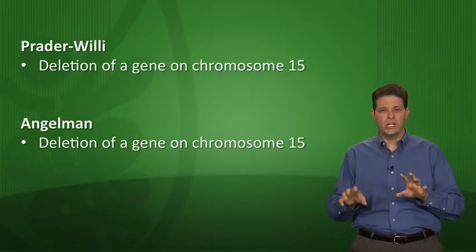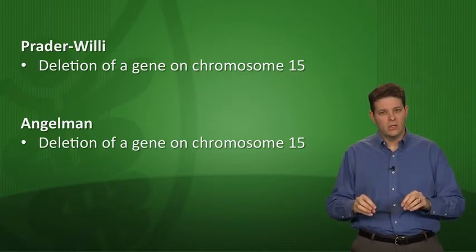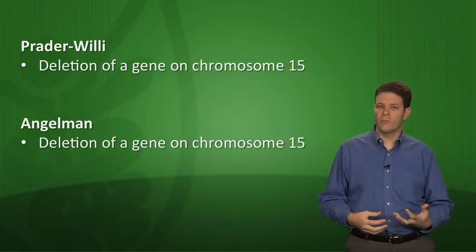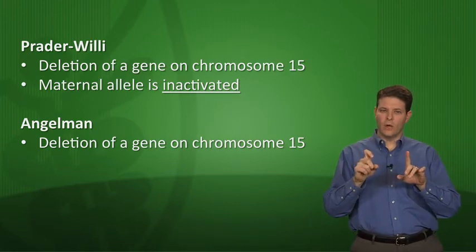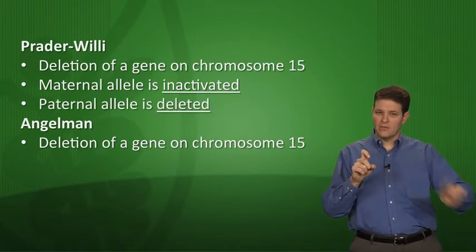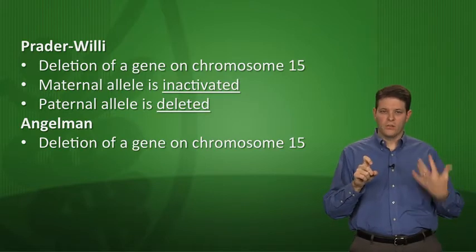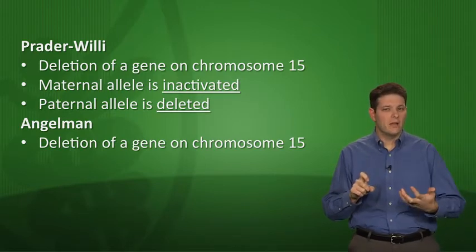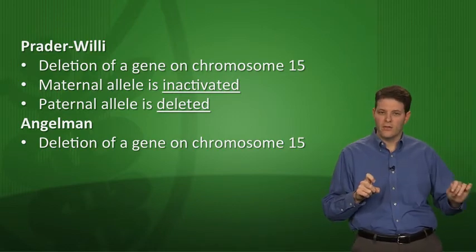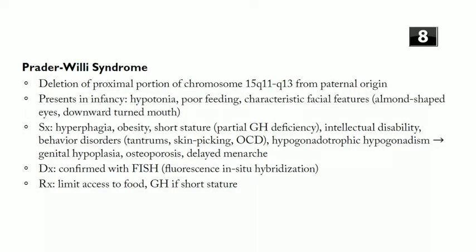But then if you have a mutation or deletion of the active allele, you get a disease. So in Prader-Willi syndrome, the maternal allele is inactivated in the normal way, but the paternal allele, which was supposed to be active, is deleted. And that's going to cause a problem. So Prader-Willi syndrome comes from the dad, from a chromosomal deletion of the paternal allele, the father's allele. So let's go ahead and take a look at number 8 in your study guide. Prader-Willi is a deletion of the proximal portion of chromosome 15. I don't think the exact chromosome number is important to remember for Step 1. But what is important to remember is that the defective or deleted gene is inherited from the father. So P for Prader-Willi and P for papa or paternal.